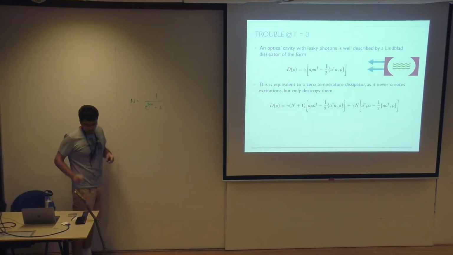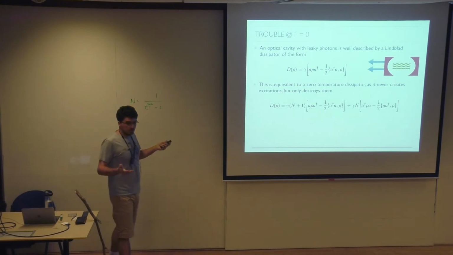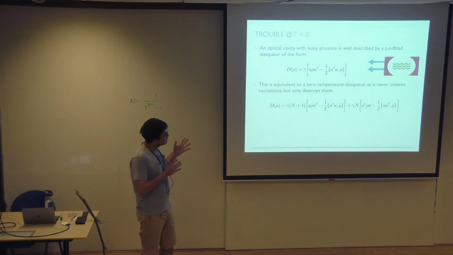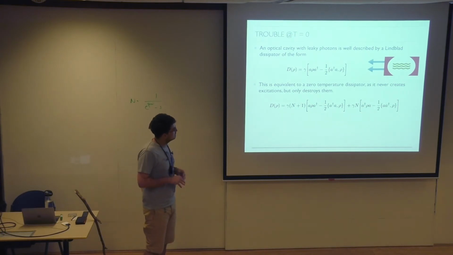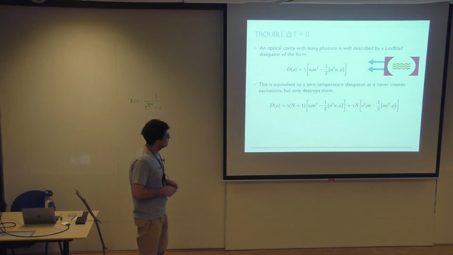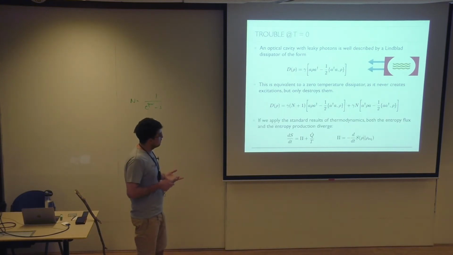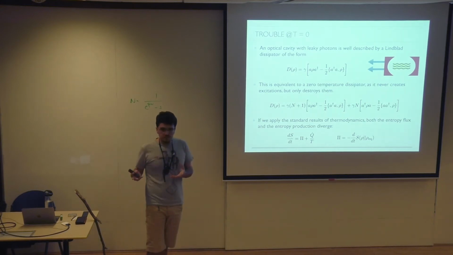And so 0 temperature means essentially n equals 0, 0 excitations, and then you recover that case, right? Now, this is a very common Lindblad dissipator. It's used to describe many experiments in many areas of quantum physics. However, if you just try to apply everything I just told you before, you'll find that both the entropy production and the entropy flux are infinite.